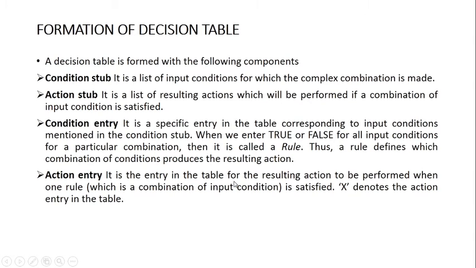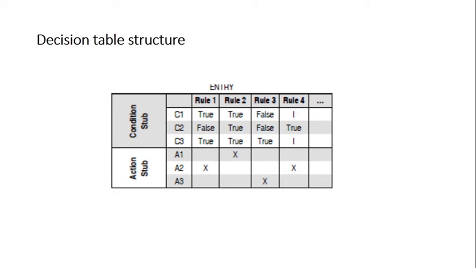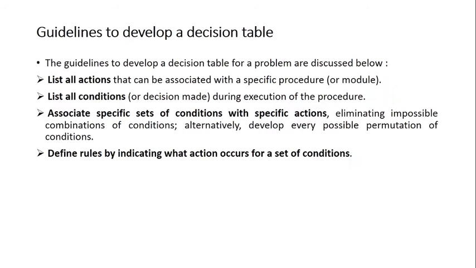Action entry is the entry in the table for the resulting action to be performed when one rule is satisfied, and it is represented with an X. X is not a cross, it is what action taken is being represented with this X symbol here. Okay. Now how to make a decision table? First of all, you need to identify list of all actions, list of all conditions, associate specific set of conditions with specific actions, and define rules by indicating what action occurs for a set of combinations or conditions.